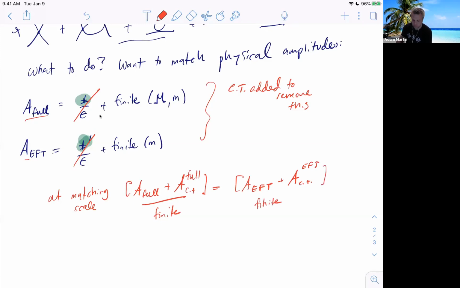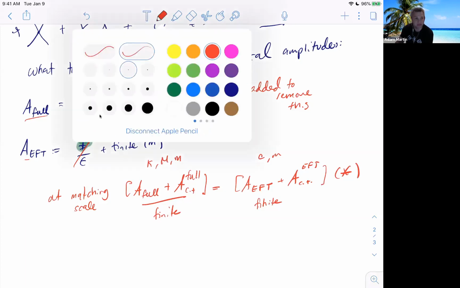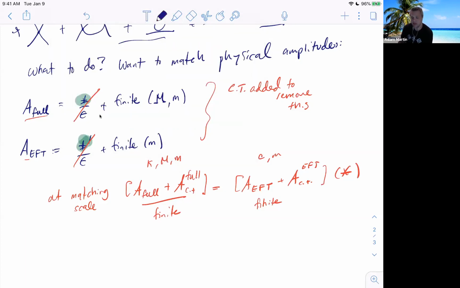So we want to equate those two things. This is going to depend on kappa, m, and the mass. This is going to depend on C and the mass. In solving this equation, which I'll put a star next to because we're going to come back to it, or we're going to use it a couple of times, that's the defining equation for C. At tree level, we had something similar. C was defined by this, except this would be tree level on either side, and there are no counterterms. At loop level, we have the same idea: tree plus loop plus counterterm on the full theory side equals tree plus loop plus counterterm on the effective theory side.